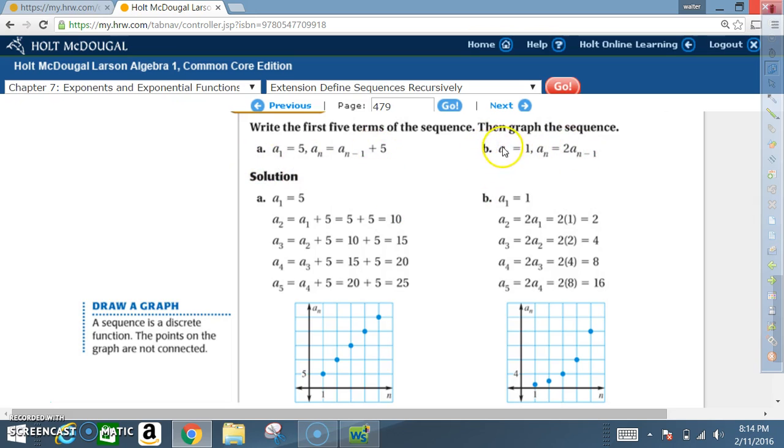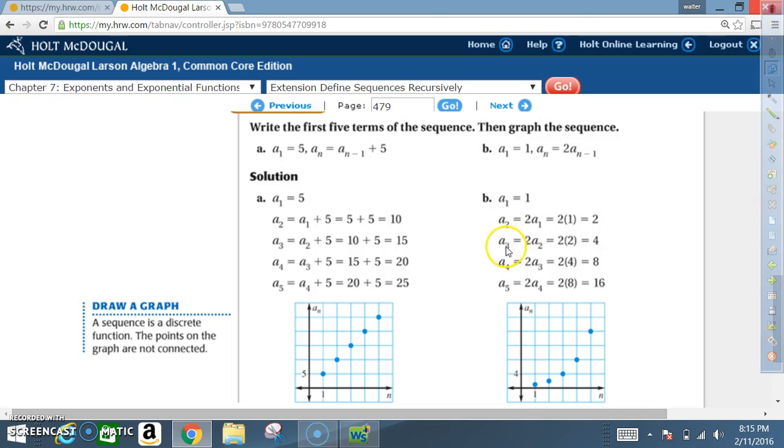So for B, a sub 1 is equal to 1. A sub n, our rule, is equal to 2 times a sub n minus 1. Don't forget, this is our first term, and this right here is our common ratio. So, a sub 1 is equal to 1. A sub 2 is equal to 2 times a sub 1, which is 2 times 1, which is equal to 2.